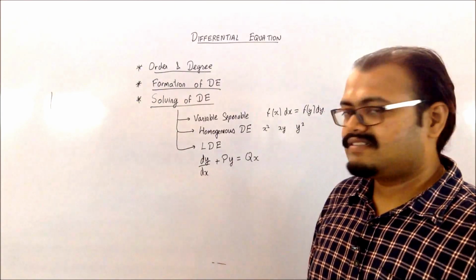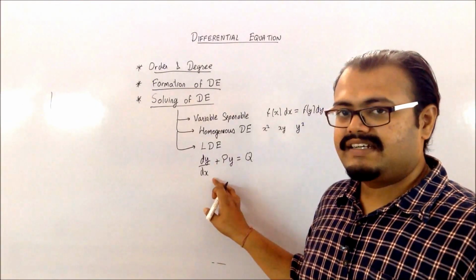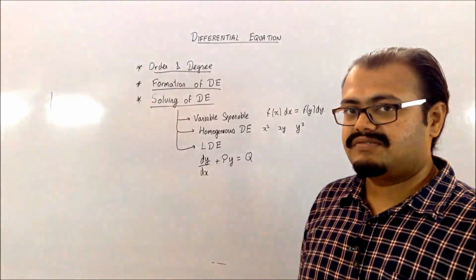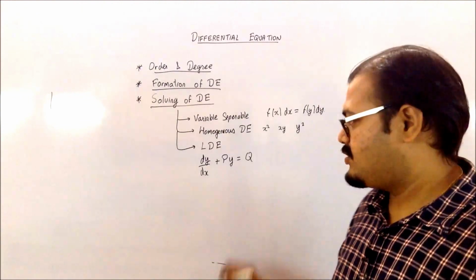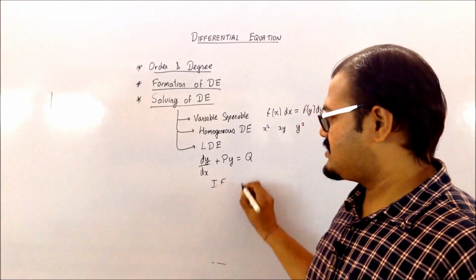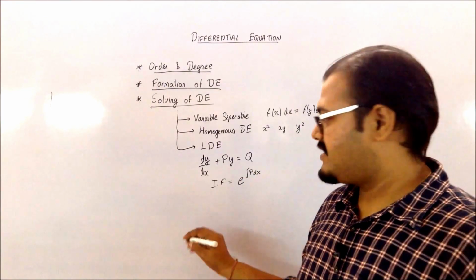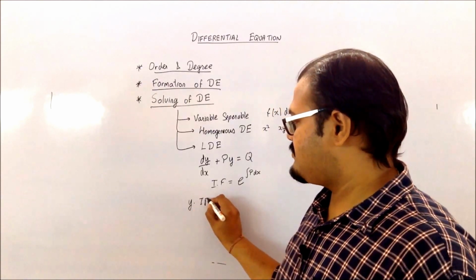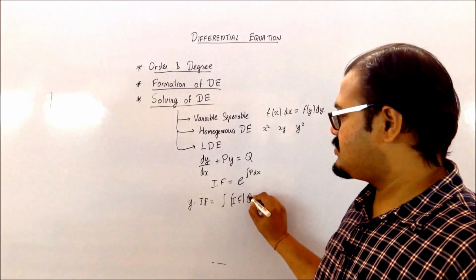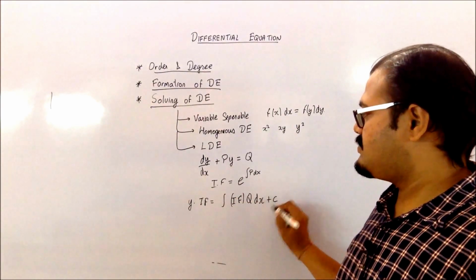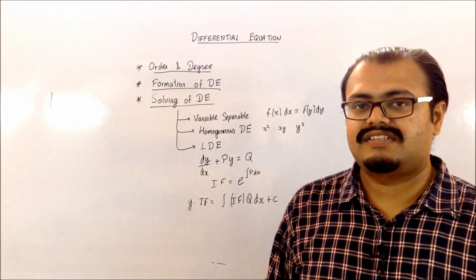And third one is the LDE, that is a linear differential equation. The equation will be of the form dy by dx plus py equals q, where p and q will be functions of x, and then you have to find basically your integrating factor, which will be given by e raised to integral p dx, and then your solution will be y into integrating factor equals integration of integrating factor into q dx plus c. So these are some of the things which you have to recollect when you are going for the differential equation.